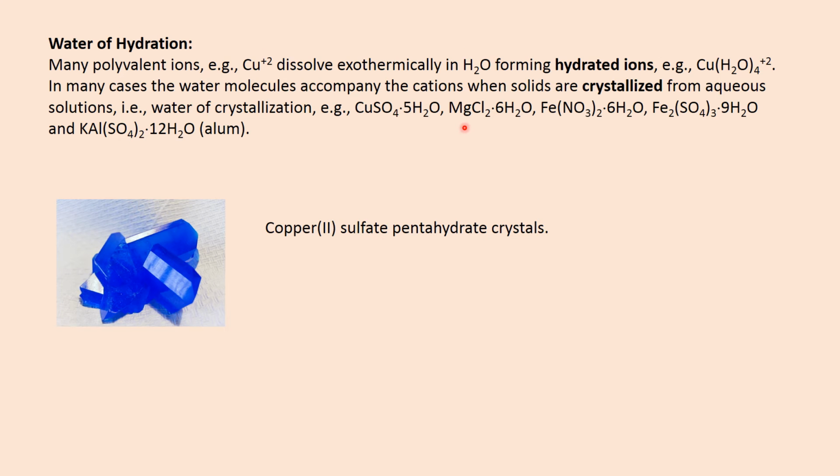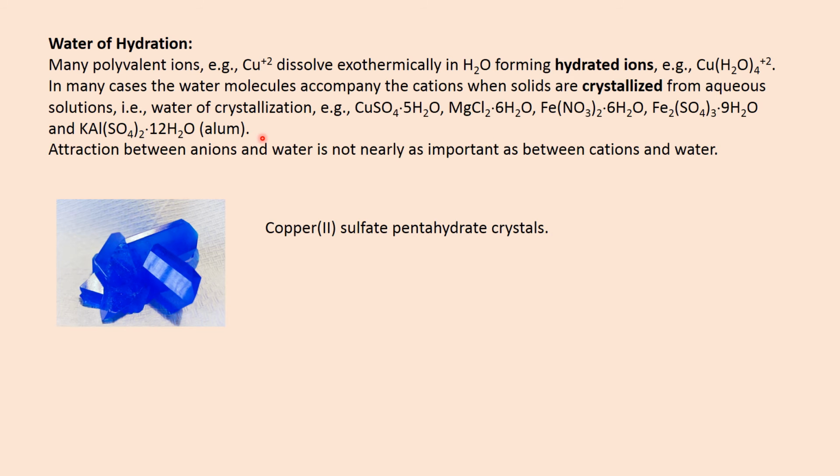Also, we find compounds like magnesium chloride hexahydrate. This will be ferrous nitrate hexahydrate. This will be ferric sulfate nonahydrate. Another example is potassium aluminum sulfate dodecahydrate, commonly called alum, which is used for clarification of potable water.